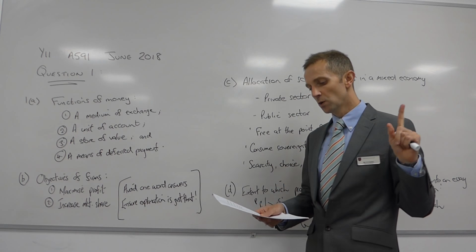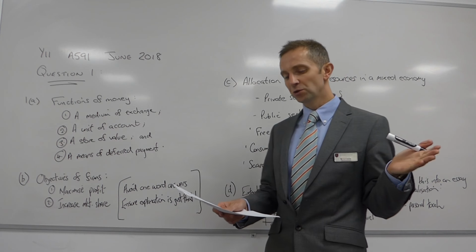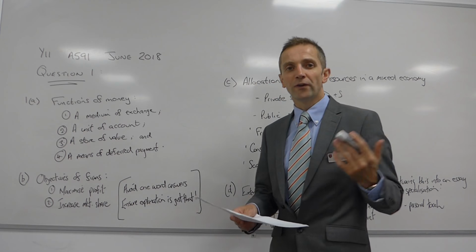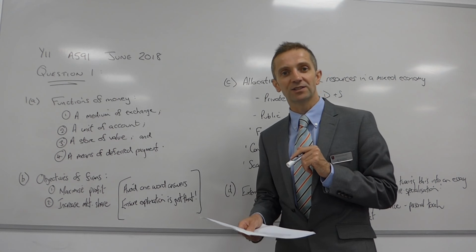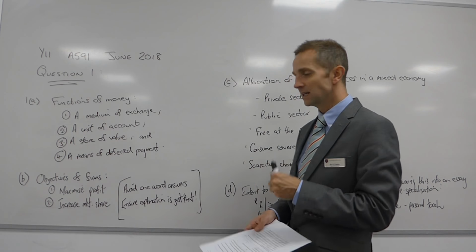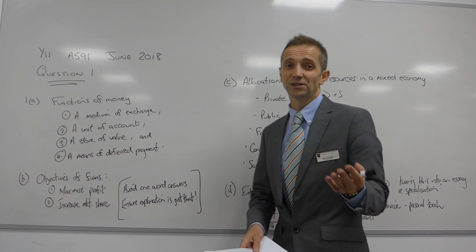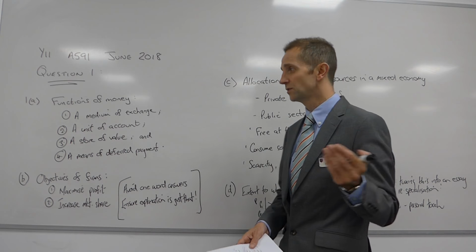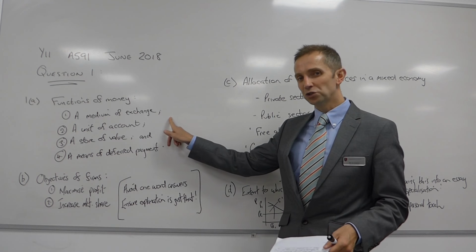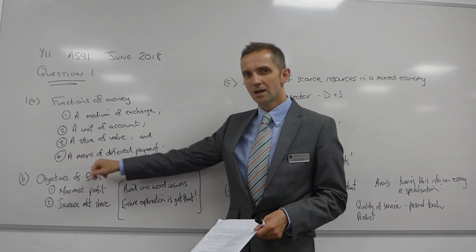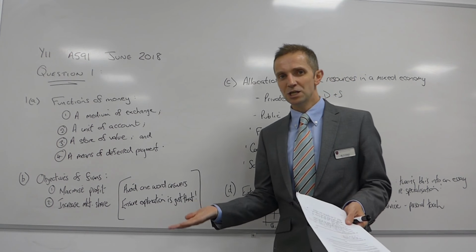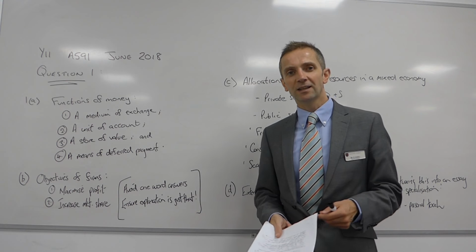So here we go. Question 1A simply asked you to name 2 functions of money other than the one that you're given, which is a means of deferred payment. Now that is simply a question of learn the functions of money. A medium of exchange, a unit of account, a store of value, and the one which you're given, a means of deferred payment. Nobody should be getting that wrong.